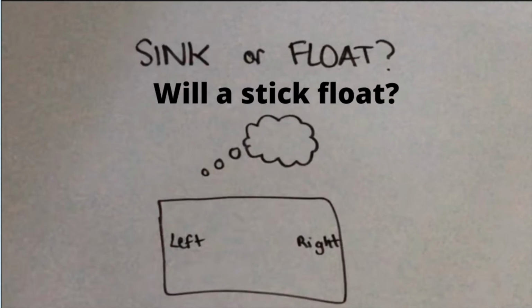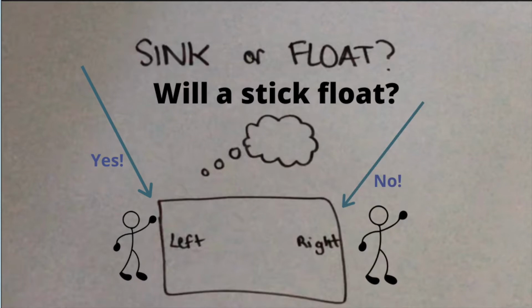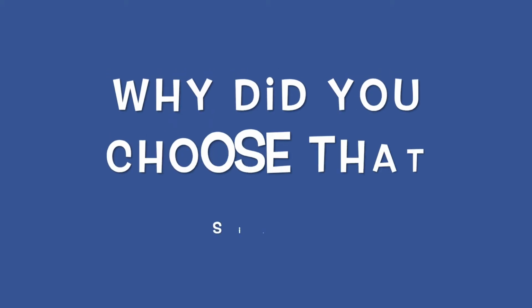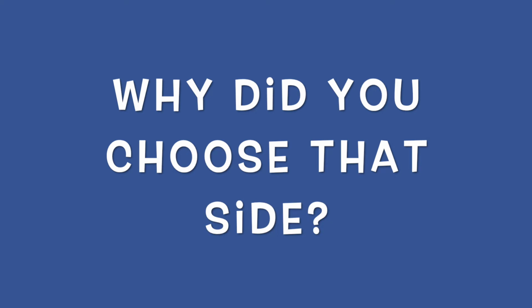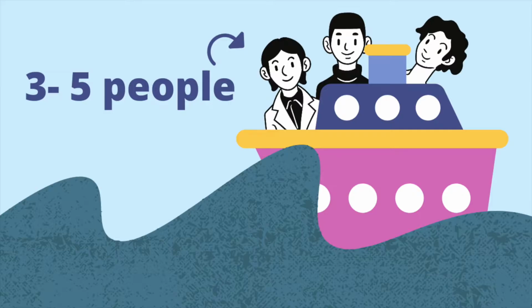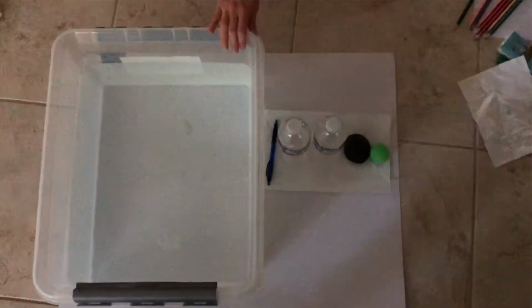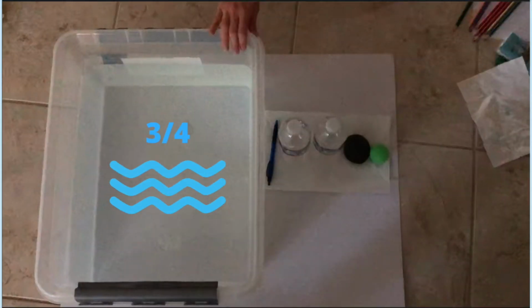When your supervisor instructs you to, you will move to the left side of the room if you think it will float, and to the right side of the room if you think it will sink. Think about why you chose the side you did, and share with the class if you want to. Next, you will form groups of 3 to 5 people, and each group will get a tub of water that is filled 3/4 of the way.